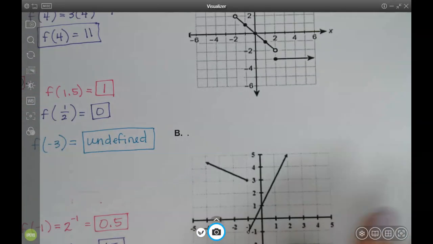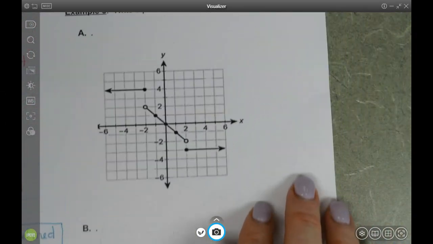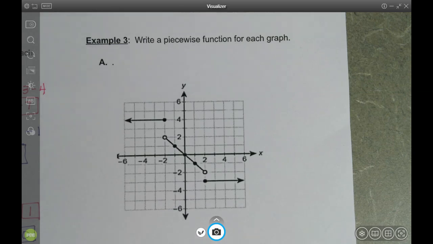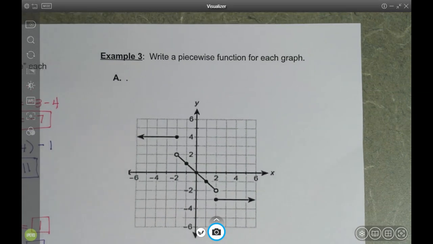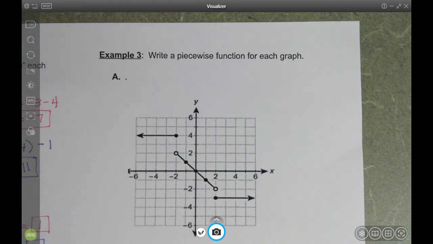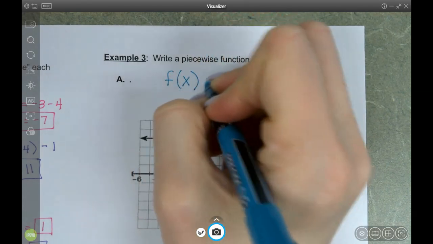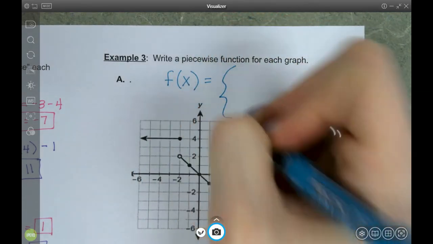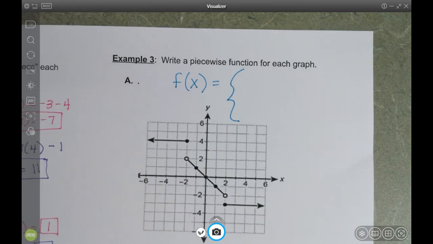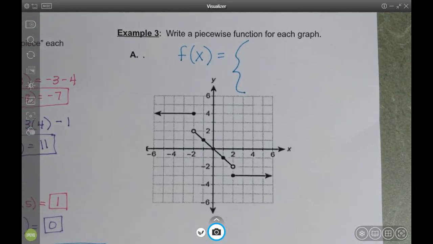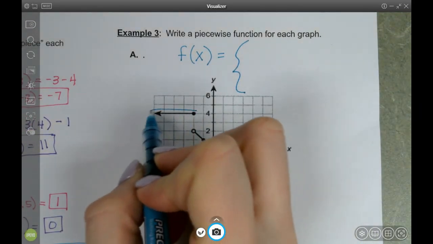All right. Now we're going to take a graph and write a function similar to what we did on the front, just without all the words. So how many pieces is this graph going to have? 3 pieces, so 3 pieces of our equation. And I'm going to start with the flat pieces because I think those are easier.